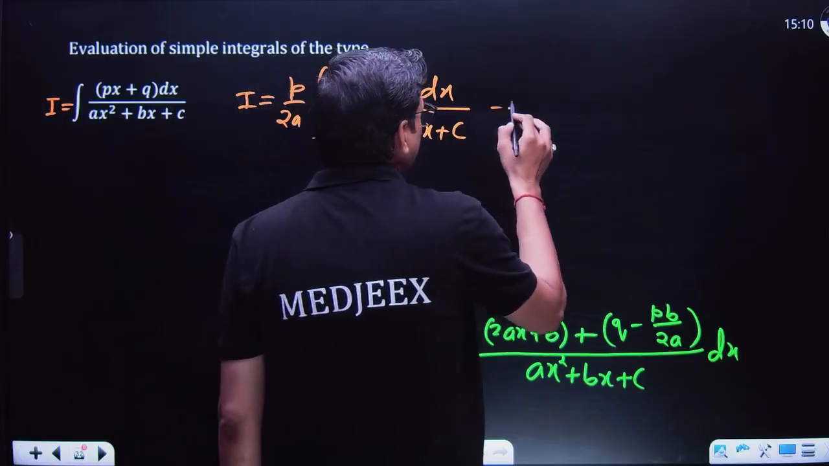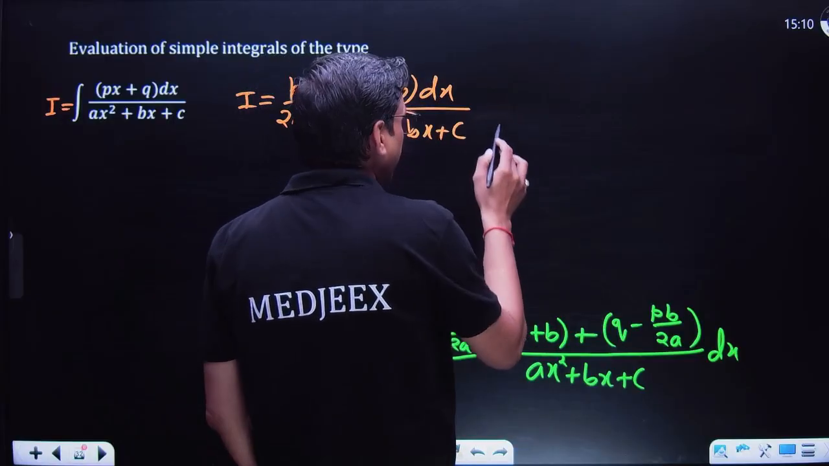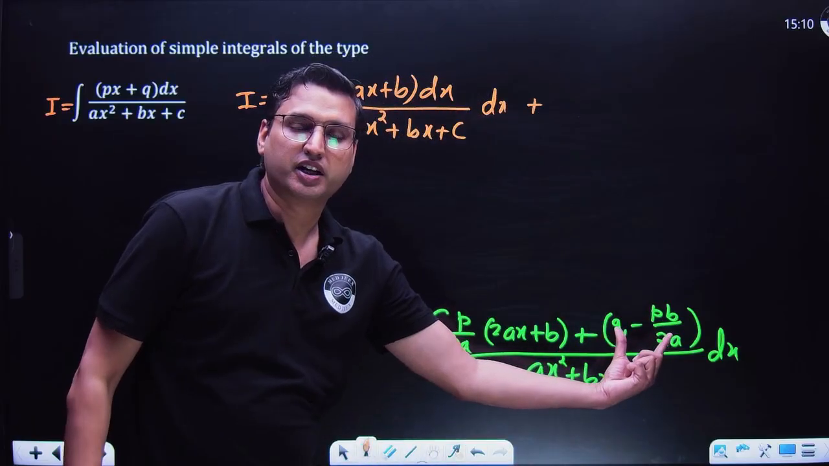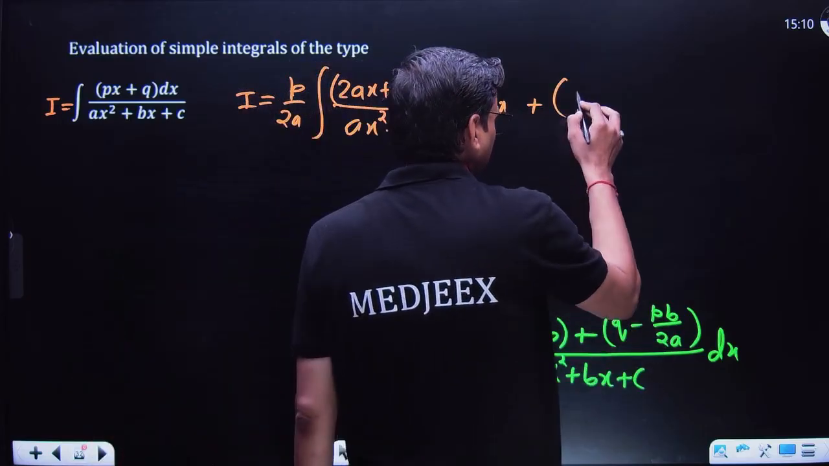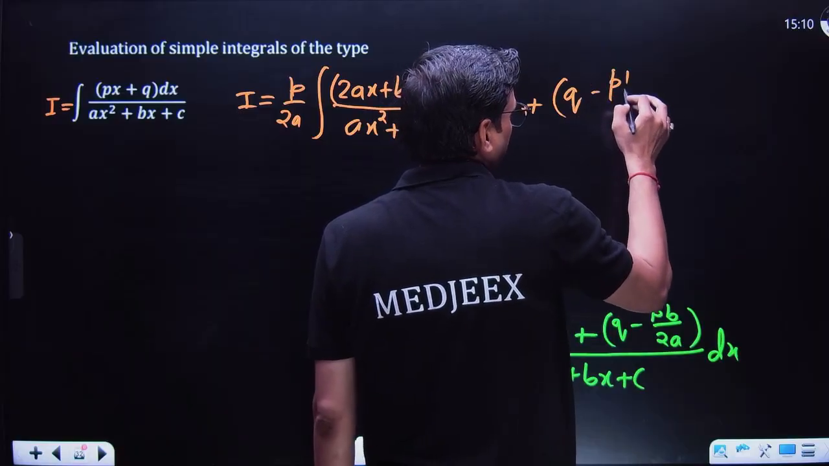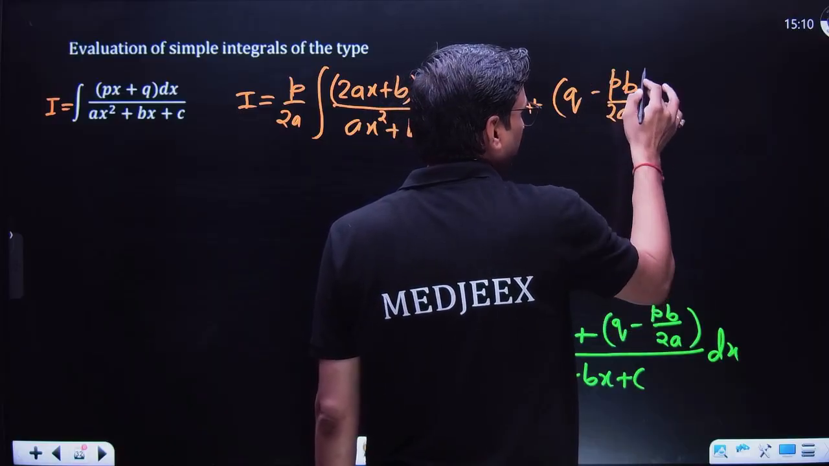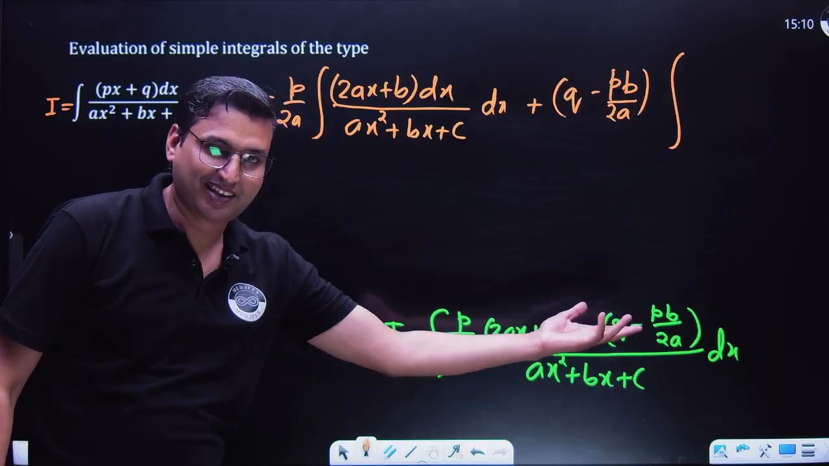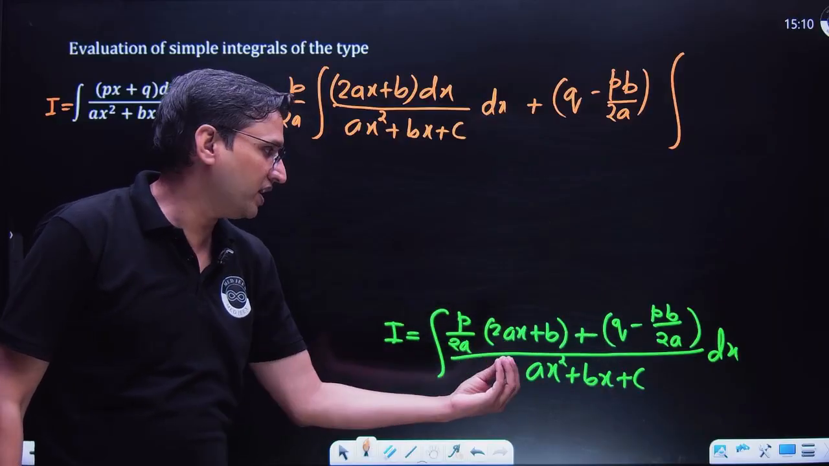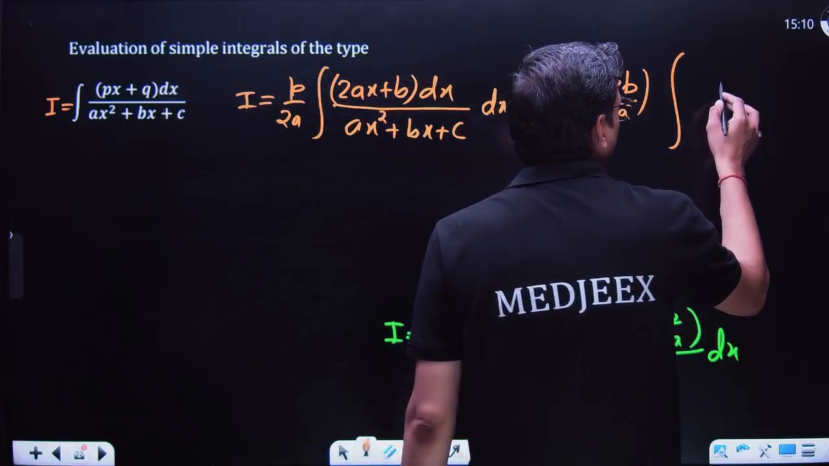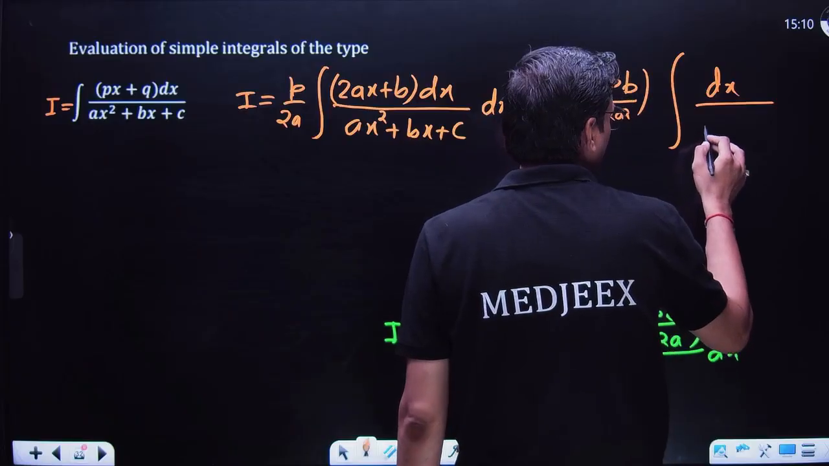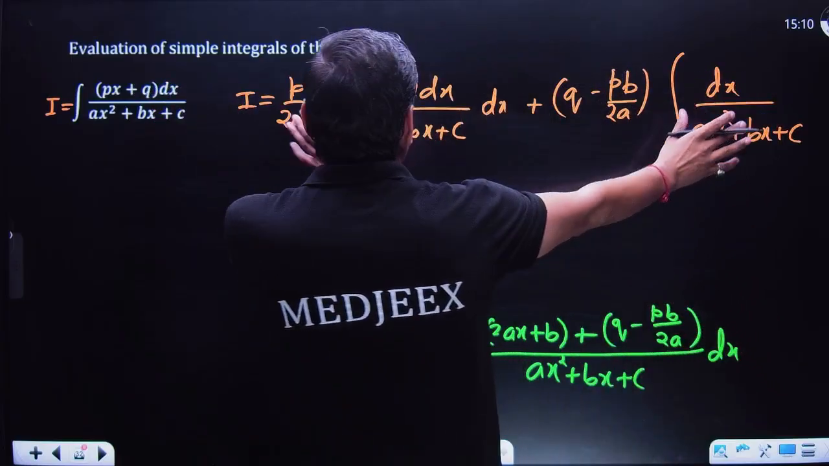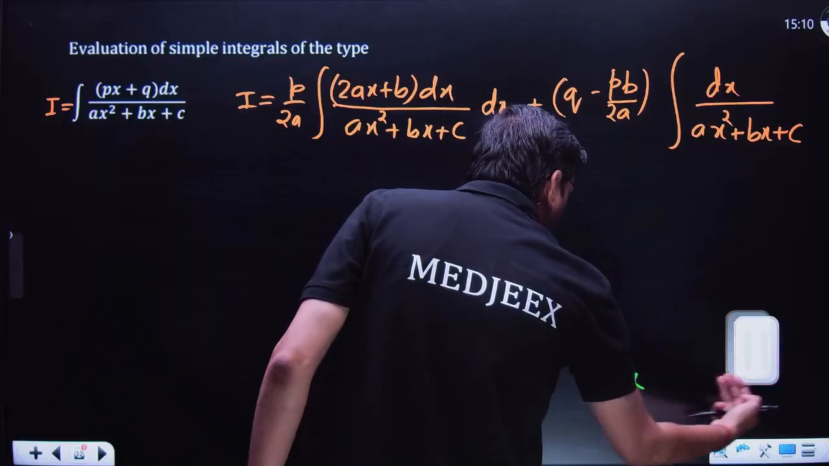Now plus that integrating element dx we have mentioned, and plus this entire constant term is kept outside the integration. This is nothing but q minus pb whole divided by 2a, integrating with respect to dx, that is dx divided by ax square plus bx plus c in the denominator. Yes or no? Now all the dear students can see the result. This one we can integrate easily by the substitution method.